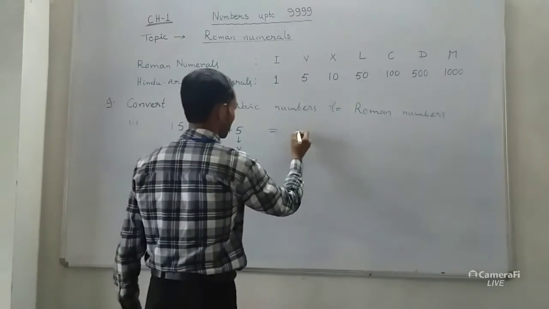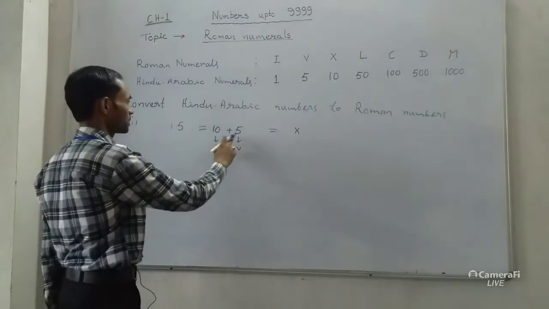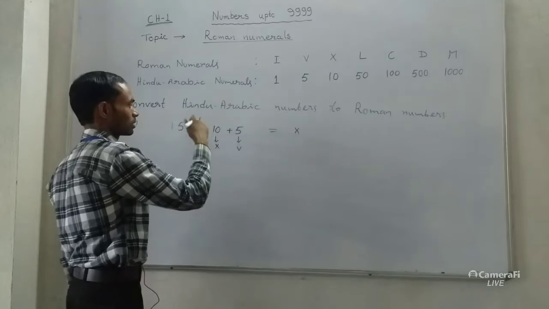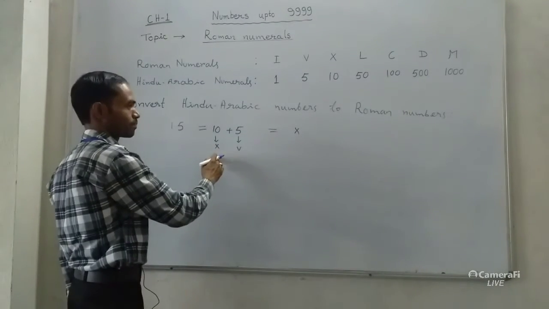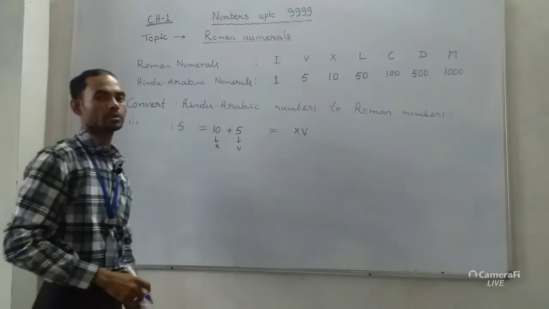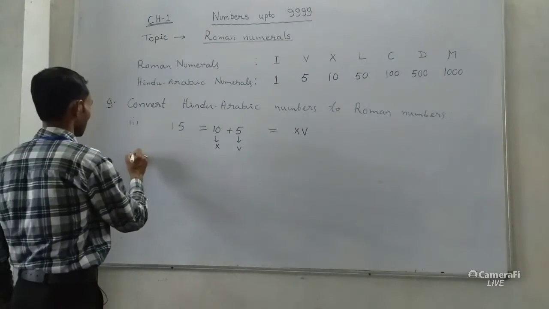So first the larger value symbol is written, then plus 5 means add 5. So the lower value symbol is on the right side of the higher value symbol. So V will be there to add. So we get XV. Number 2.